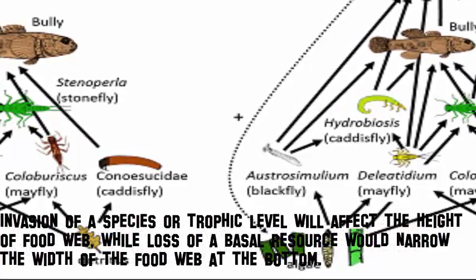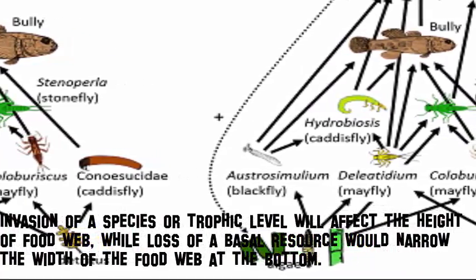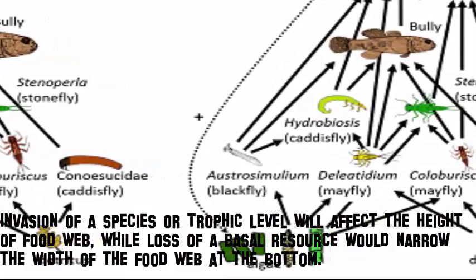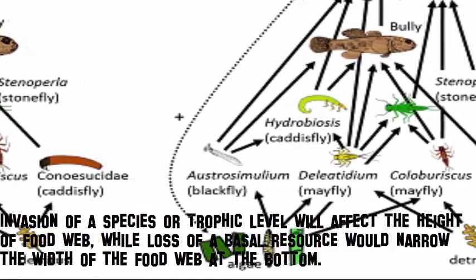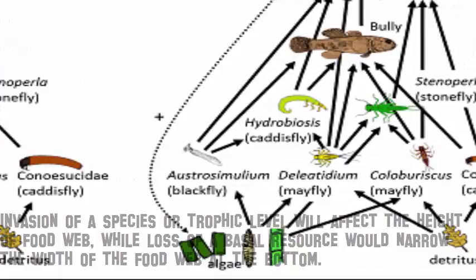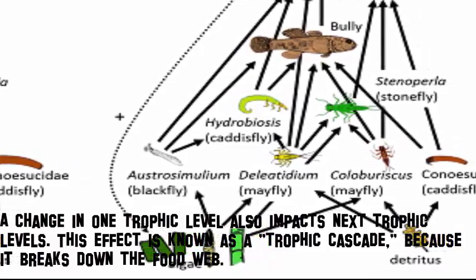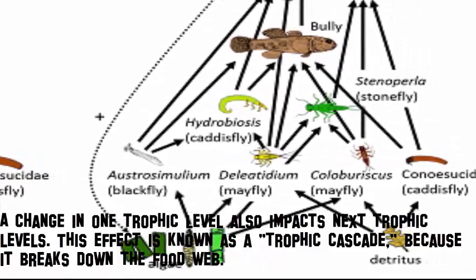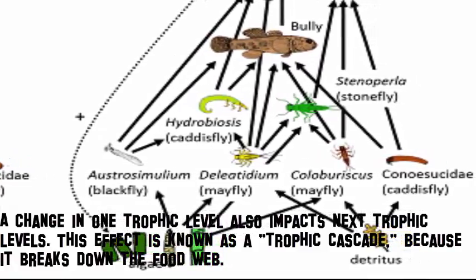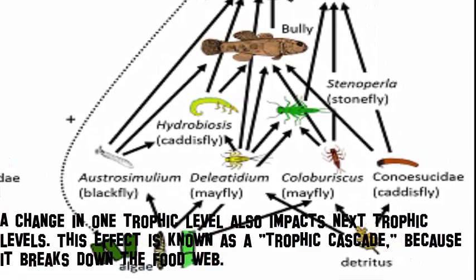Invasion of a species at a trophic level will affect the height of the food web, while loss of basal resources will narrow the width of the food web at the bottom. A change in one trophic level also impacts the next trophic levels. This effect is known as a trophic cascade because it breaks down the food web.